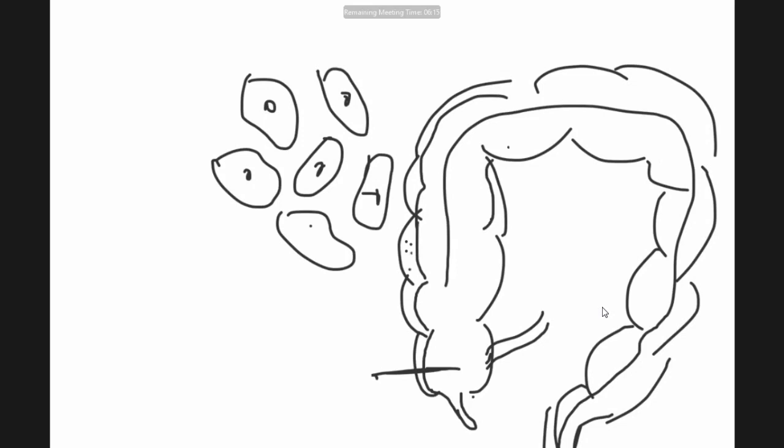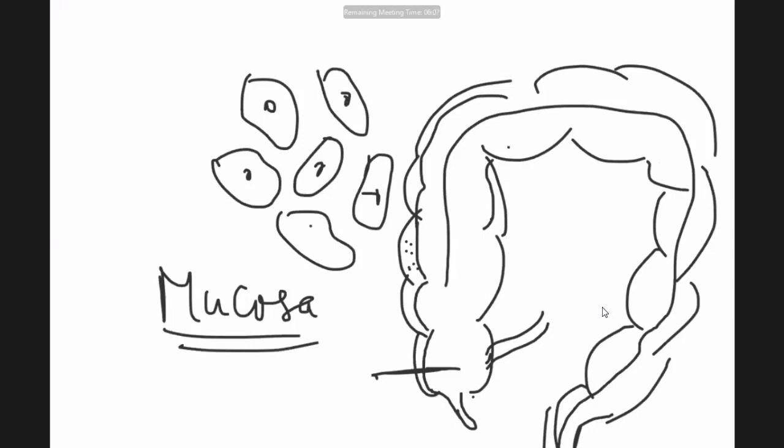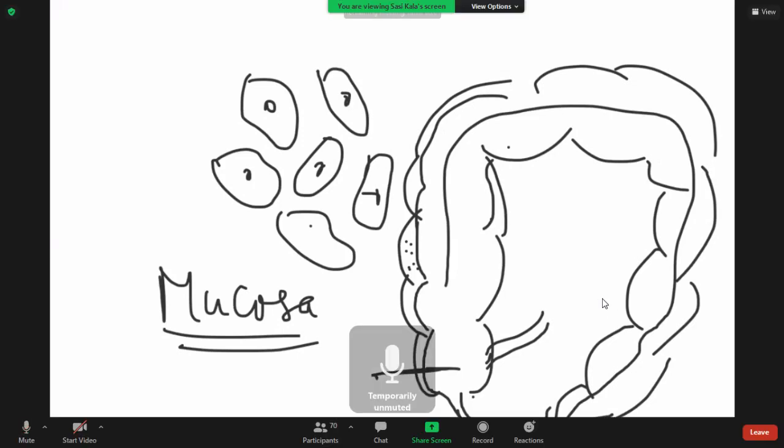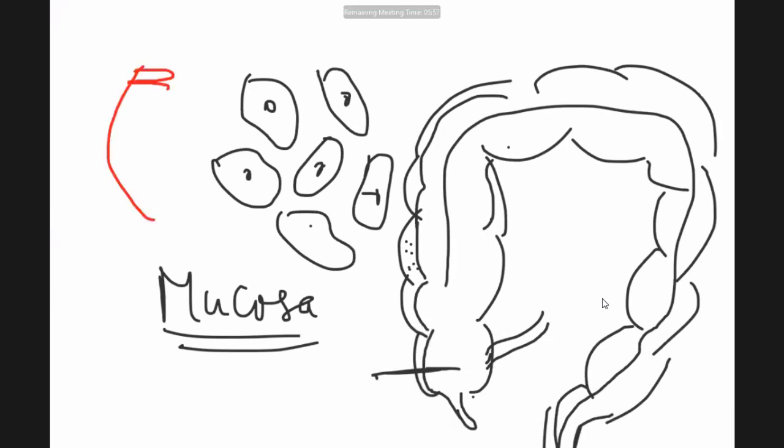In the tissues of this wall. The tissues, mucosa. We have come across mucosa somewhere. Gastric and intestinal mucosa. What type of epithelium? Columnar epithelium. Very good. Be active like that. So this is that columnar epithelium in the wall.